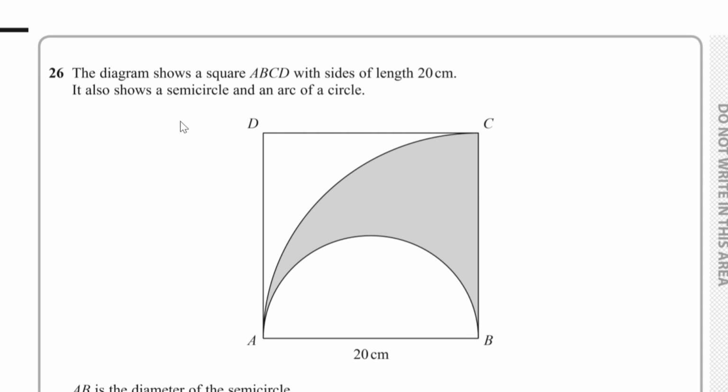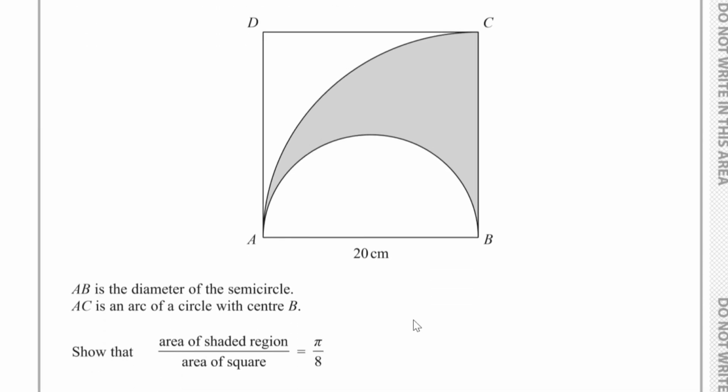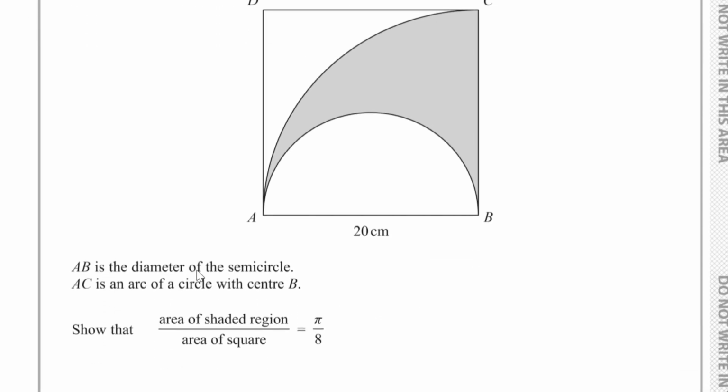Question number 26. The diagram shows a square ABCD with sides of length 20 centimeters. It also shows a semicircle and an arc of a circle. That's what we see here. And AB is the diameter of the circle, and AC is an arc of a circle with center B. We have to show that the area of the shaded region to the area of the square is equal to pi over 8.